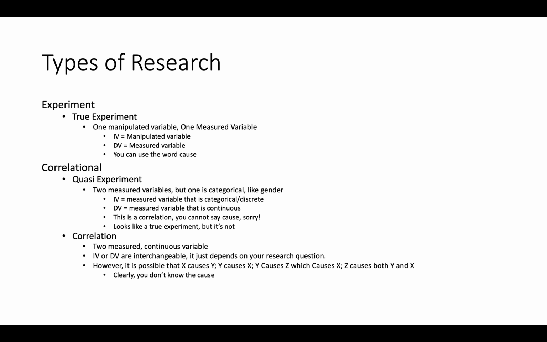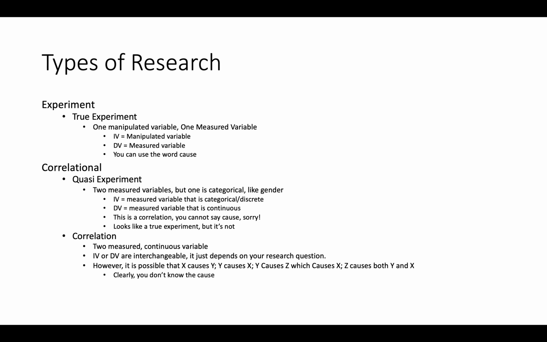Now, for correlational designs, I'm going to talk about two. There are others, but I'm just going to talk about two right now. There's the quasi-experiment that confuses my students. You have two measured variables, but one is categorical, like gender. Students see that as a true experiment, but it's not, because you did not manipulate gender. You did not assign people to different categories of gender. So it's not an experiment. It looks like an experiment. You'll see we use the same statistics to examine the quasi-experiment as we do the true experiment, but it's still a correlation. You cannot say cause. Be careful.